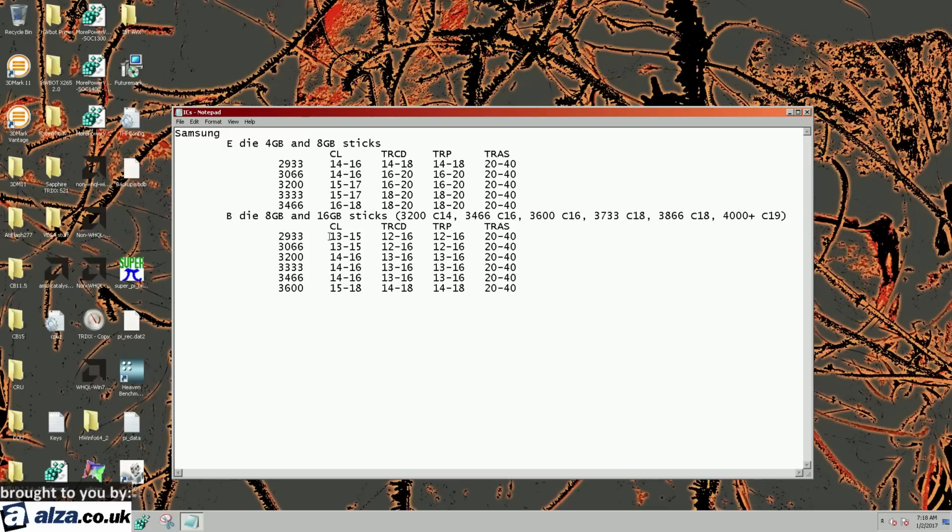Now, that's E-die. You know, the timings aren't exactly spectacular, but it's not too bad. Now B-die, you can find that on 8 gigabyte and 16 gigabyte memory sticks. The surefire way to find a B-die memory kit is 3200 megahertz CL14. There's literally no other memory IC out there which will run that.